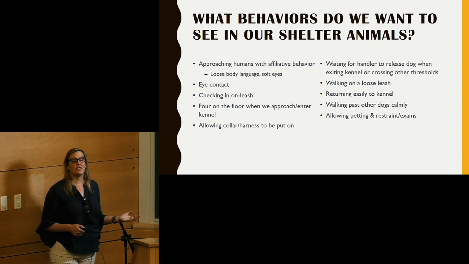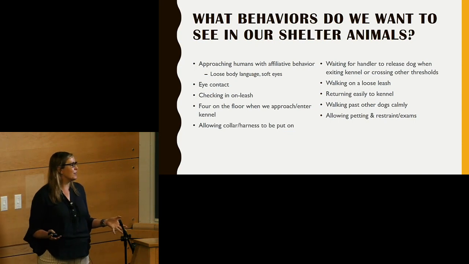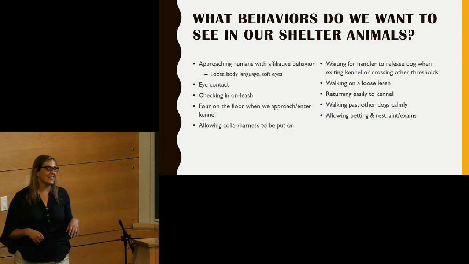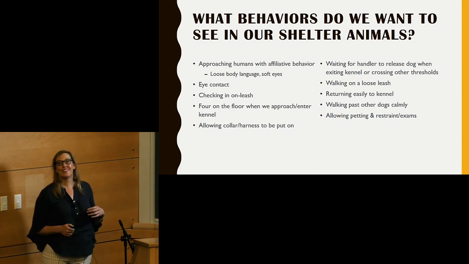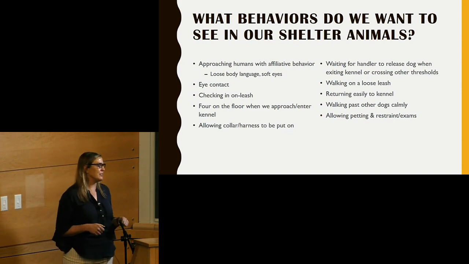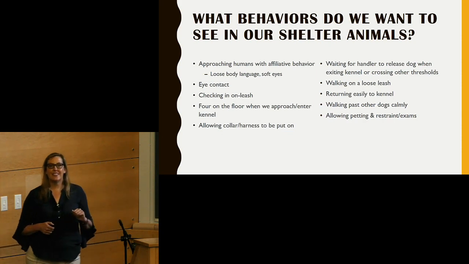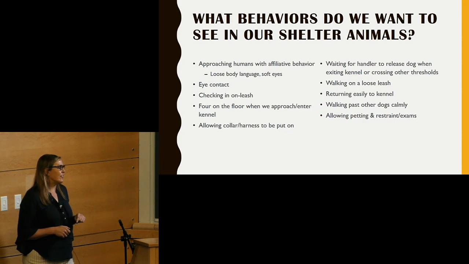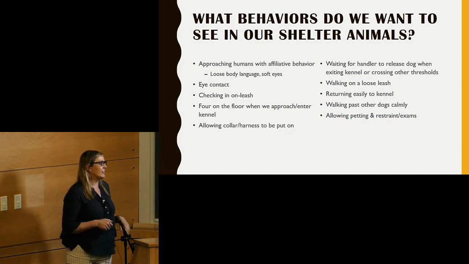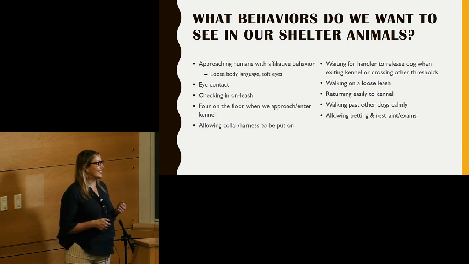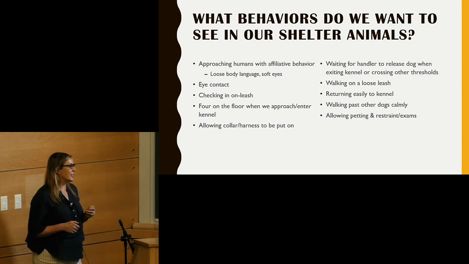So approaching humans with affiliative behavior, right? This is going to help get them adopted. If they can come up nice loosey-goosey with soft eye contact and say hi to folks, that would be wonderful. And of course, in the sheltering environment, because it's stressful, and because you sometimes get animals that have been surrendered for behavioral issues, that isn't always the case. And so we can try and think about how we can use our interactions to increase the likelihood of that. We'd like some eye contact, right? We would like the dog to notice us and maybe check in and see what we're doing.